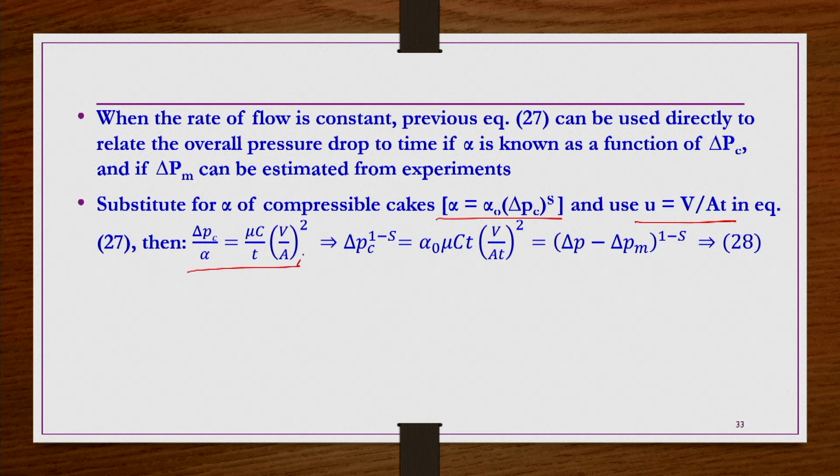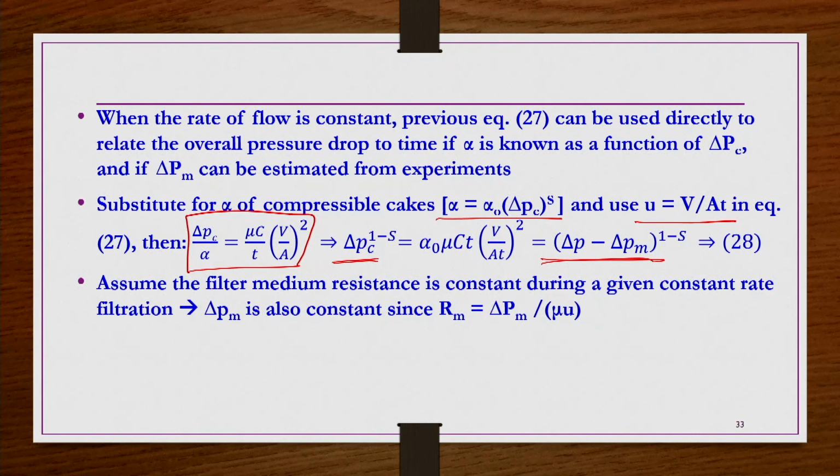So, this is your equation number 27. Here, in place of alpha you write alpha naught delta Pc power s, and in place of V by A t you write u. Then you get this equation. And then rearrange, so all delta Pc terms you write on one side. So, delta Pc power 1 minus s is equal to alpha naught mu c t, V by A t whole square, and delta Pc is nothing but delta P minus delta Pm, whole power 1 by 1 minus s, as it is.